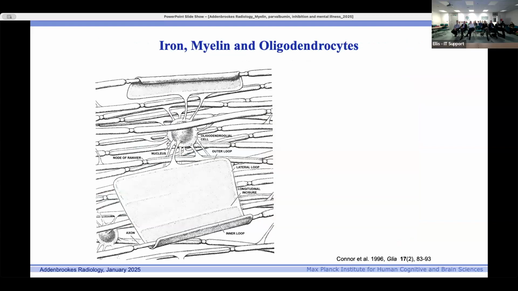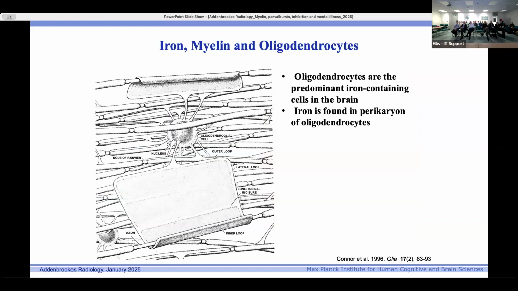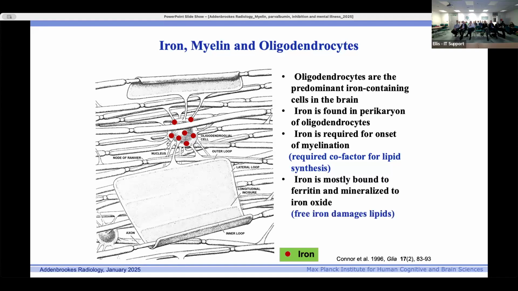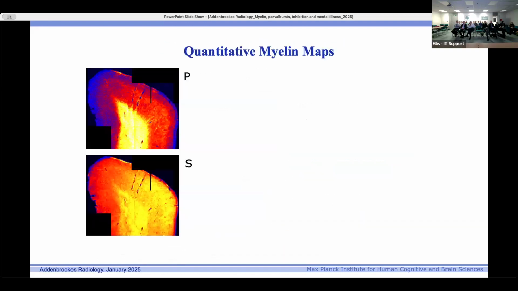Now, it so happens that iron is vitally important for the formation of myelin. It is a cofactor. Oligodendrocytes, which are the cells which form myelin, are the predominant iron-containing cells in the brain, not counting red blood cells. The iron is found in the perikaryon of oligodendrocytes, and it's required for the onset of myelination. It's mostly bound to ferritin and mineralized iron oxide. Iron and myelin go hand in hand.